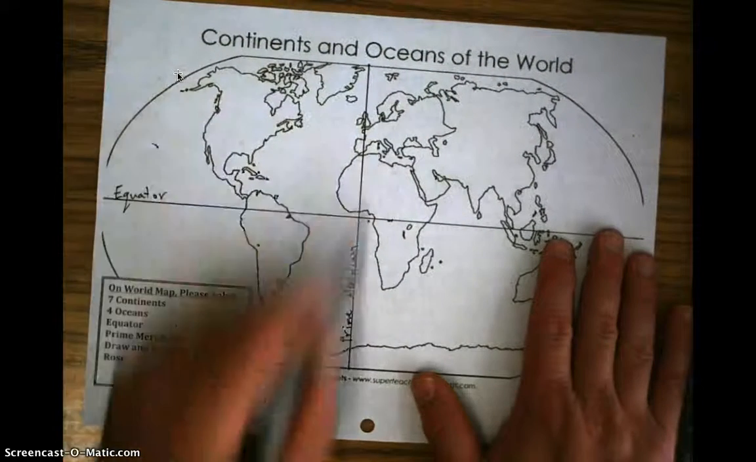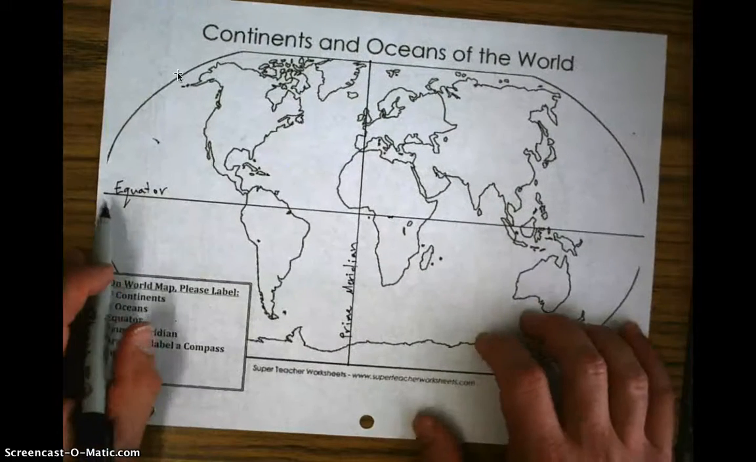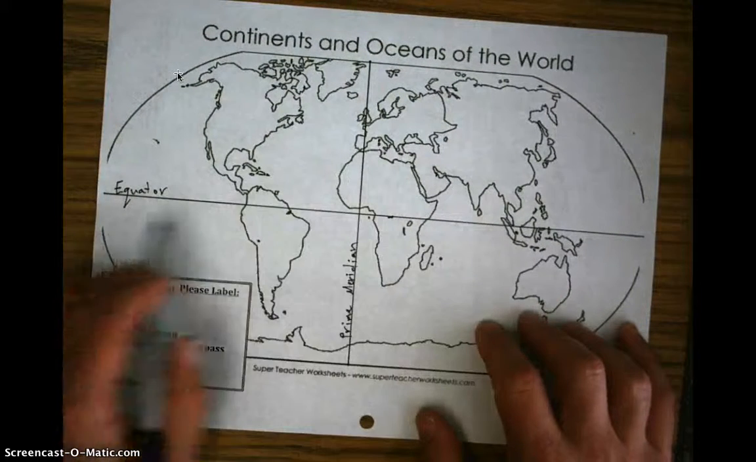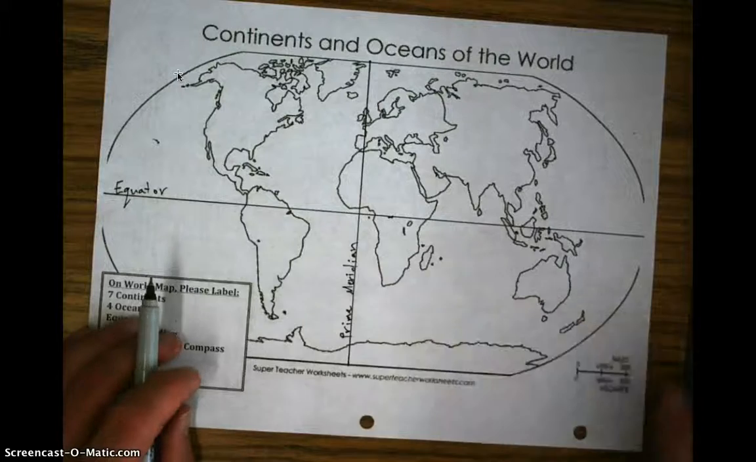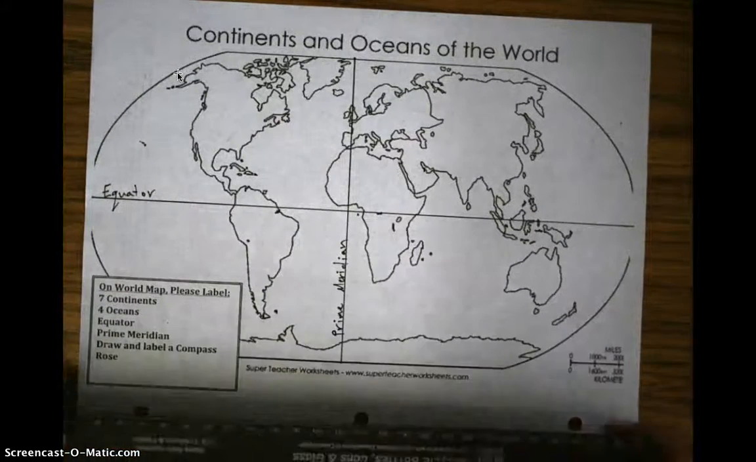So now I have the prime meridian, goes right through England, and I have my equator, which goes right through the center of the earth. Alright, the center line of the earth, not through the middle of the earth.